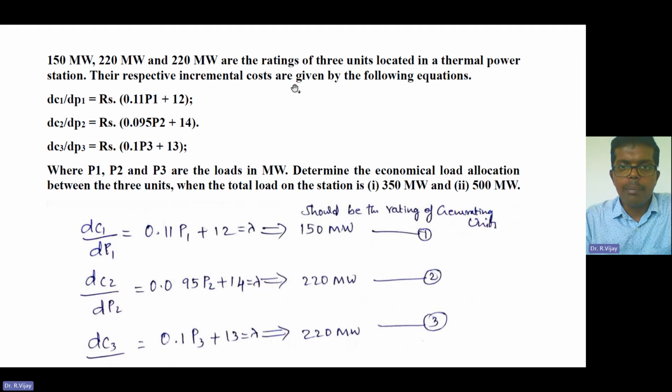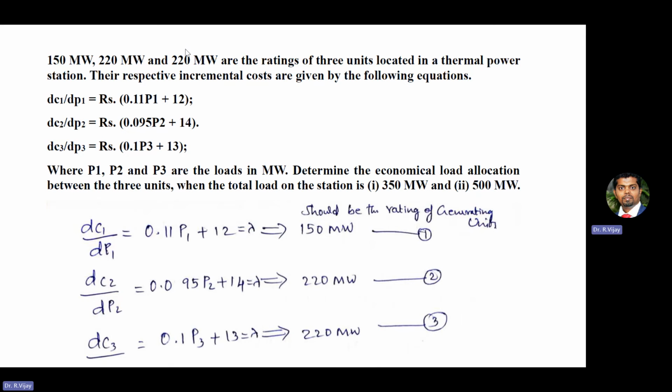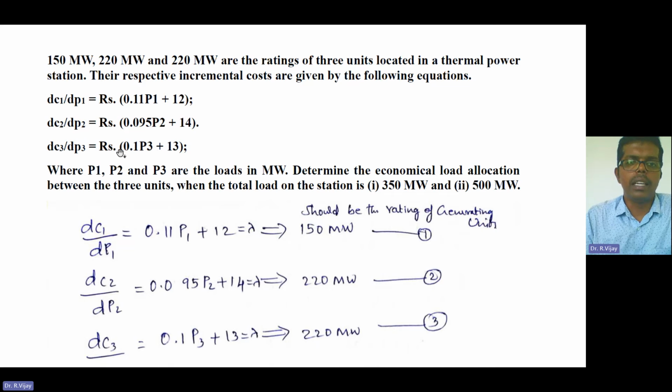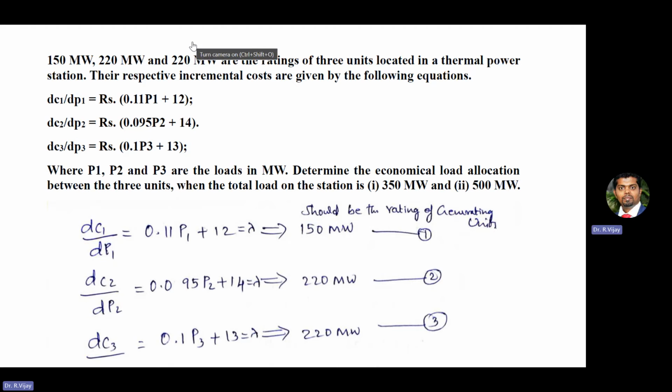Their respective incremental costs are given by the following equations. dC1/dP1 is equal to 0.11 P1 plus 12 in rupees. dC2/dP2, the second fuel cost function, is equal to 0.095 P2 plus 14 in rupees. Next, dC3/dP3 is equal to 0.1 P3 plus 30 in rupees, where P1, P2 and P3 are loads in megawatts.